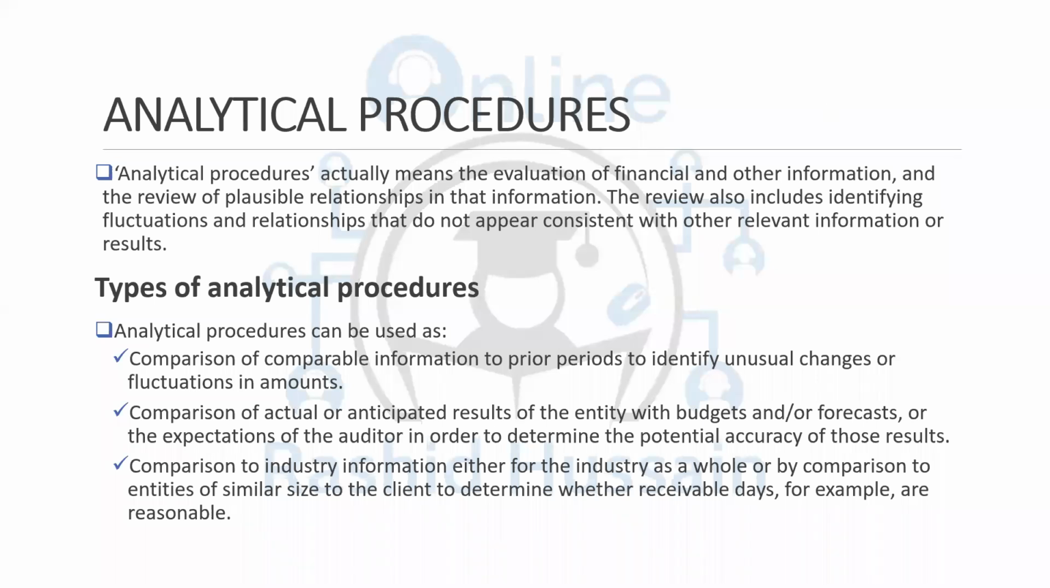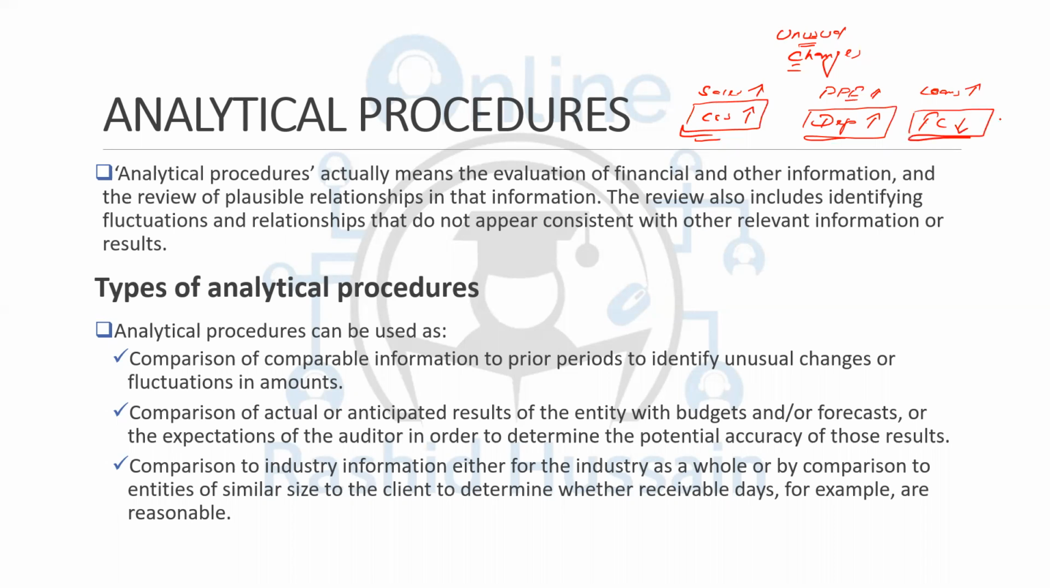All right, now we are discussing the analytical procedures. We have already discussed it when we were discussing the risk assessment procedures. Analytical procedures are used to detect unusual changes within the financial statement. And I gave you certain examples at that stage. I gave an example that if the sale is increasing, the cost of sale should increase as well. If the cost of sale is static, then that means sales may be overstated. If the PPE is increasing, the depreciation should increase as well. So if the depreciation is static, then that means PPE may be overstated or depreciation may be understated. And similarly, when the loans are increasing, there should be an increase in the finance cost. So if the finance cost is static, then that means the finance cost may be understated.